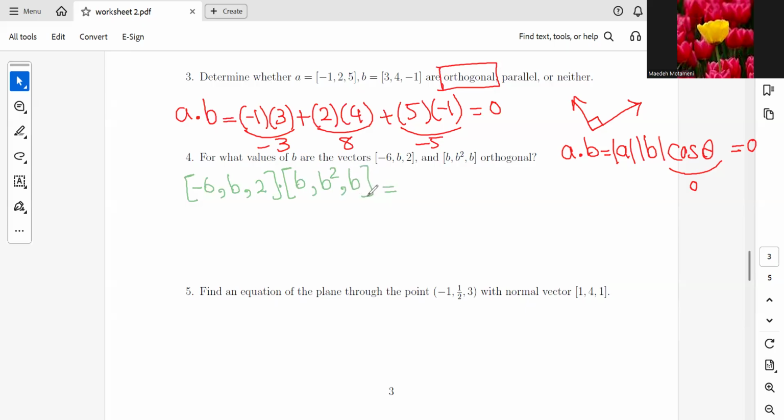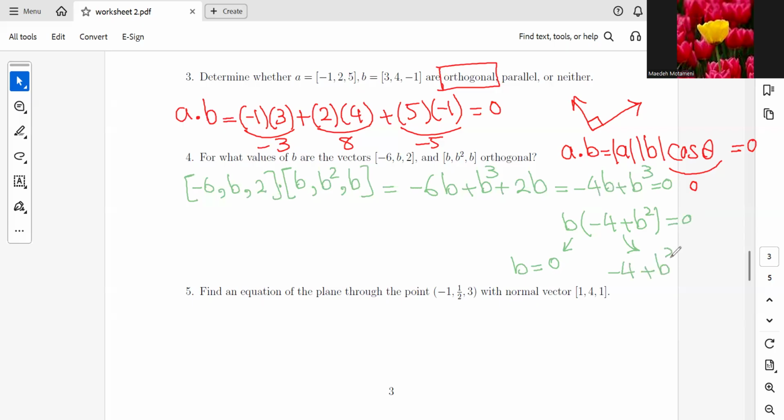So let's multiply them together. That would be -6b plus b cubed plus 2b. We can simplify this as -4b plus b cubed, and we want this to be 0. Solving this equation means we can factor out b, and we would have -4 plus b squared equals 0. So either the first one is 0, which means b equals 0, or the second one is 0.